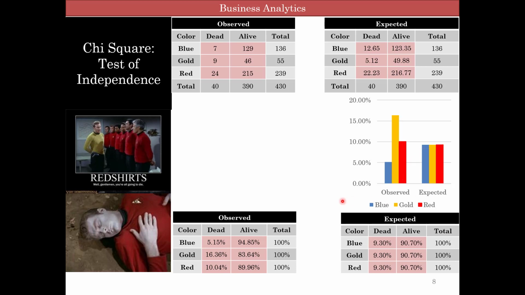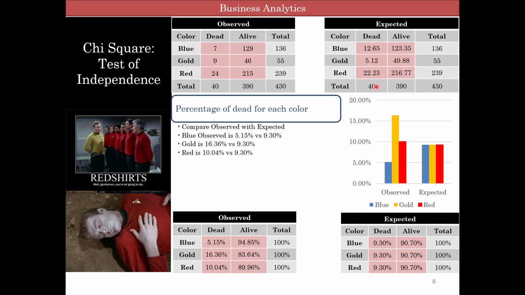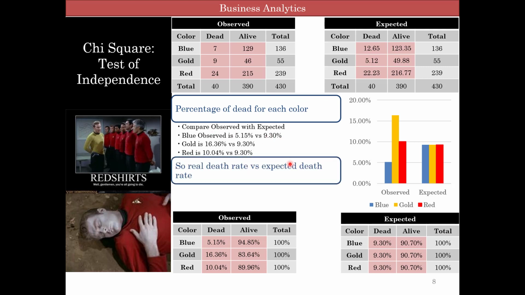And blue actually has been dying at a much smaller rate. So percentage of dead, compare observed with expected, and you can see the difference. So real death rate versus expected death rate: blue shirts less than expected, gold shirts more than expected, and red shirts are pretty much as we expected.